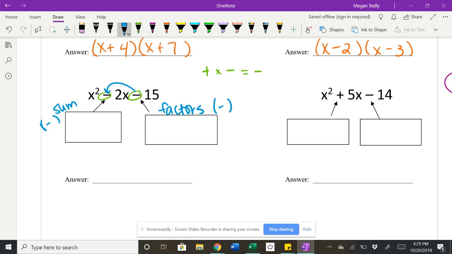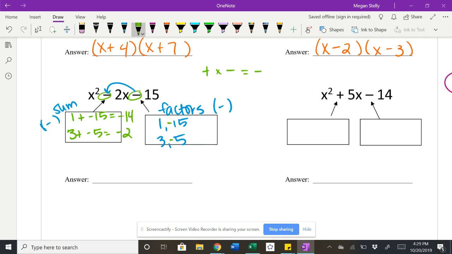And so when I list my factors of 15 here, 1 and 15, 3 and 5, if I want them to add up to a negative number, my bigger factor that I list is going to be negative. And now we can find the sum. 1 plus -15 is -14. 3 plus -5 is -2.